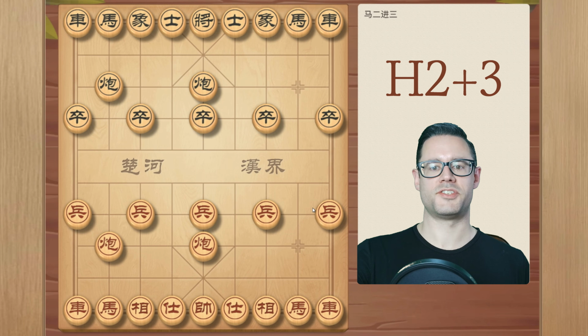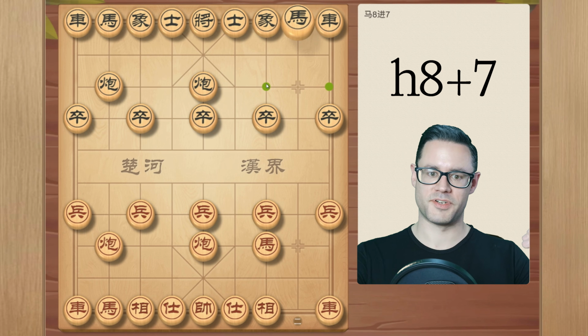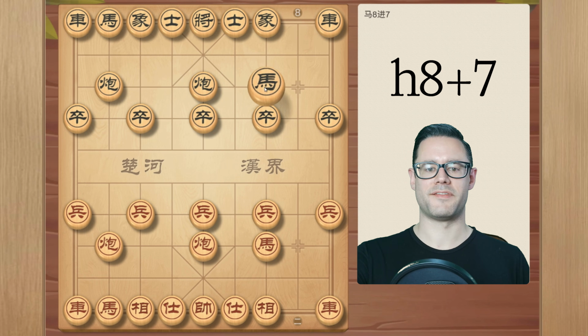Now red moves h2 plus 3. That's a horse on file 2, 1, 2, advances forward to file 3. Black does the same thing, h8 plus 7. 1, 2, 3, 4, 5, 6, 7, 8. h8 plus 7, they advance forward from their perspective to file 7.